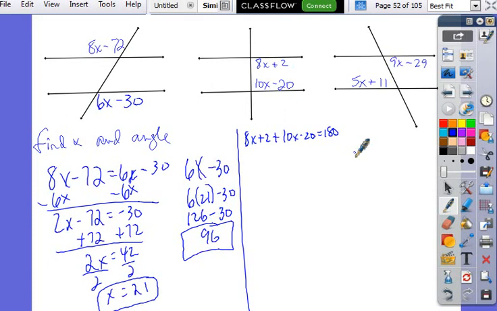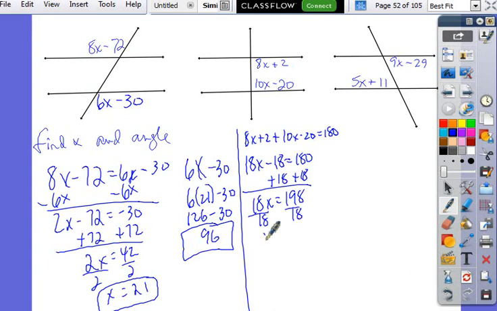What is 8x plus 10x? 18x. What is 2 minus 20? Do not change the signs if it's on the same side of the equal sign. Once I move it across the equal sign, that's when I start doing that. And solve it.